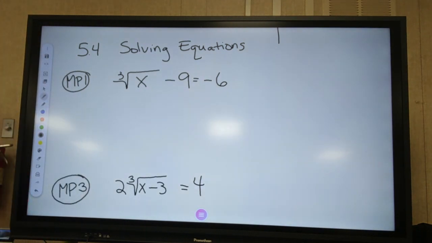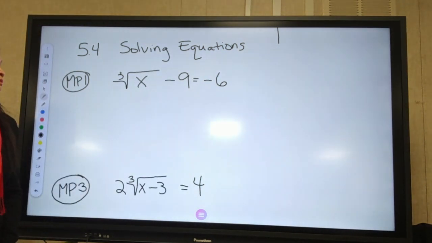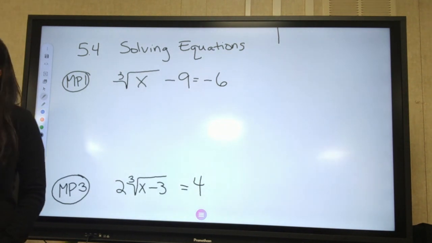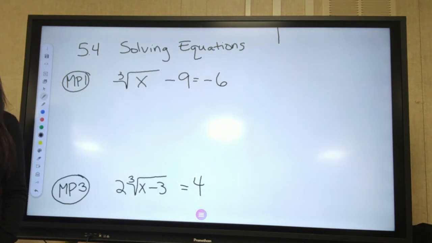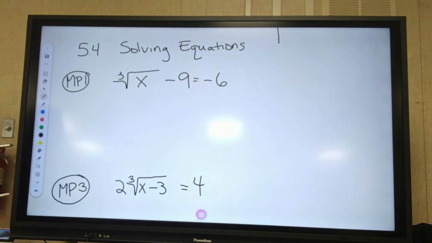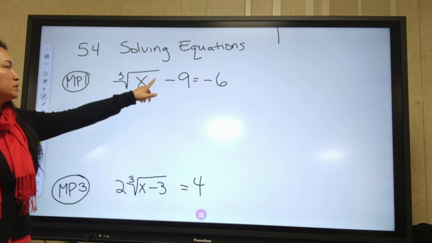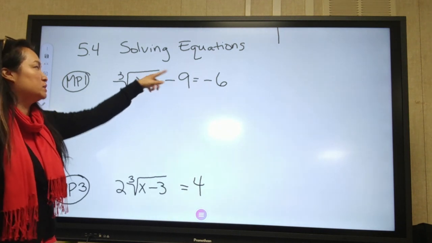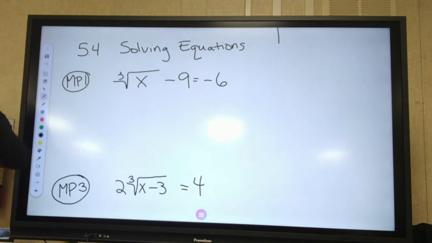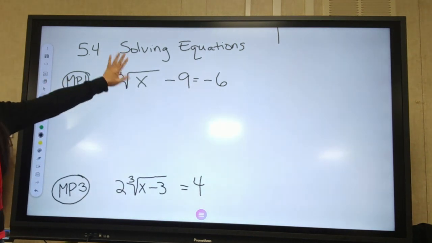Section 5.4, solving equations with radicals. So this is monitoring progress 1. The key to this is knowing that you have to get the radical by itself. And I wrote it so that you know that this -9 is not under the radical sign. So before you solve the radicals, you have to get the radical by itself.